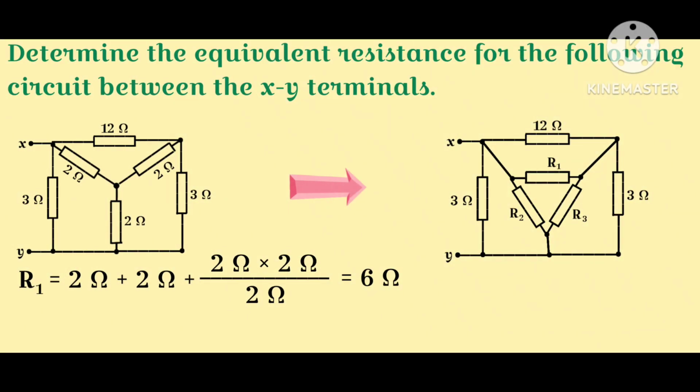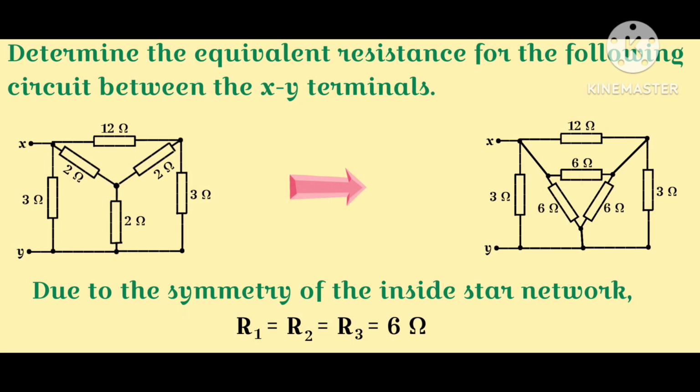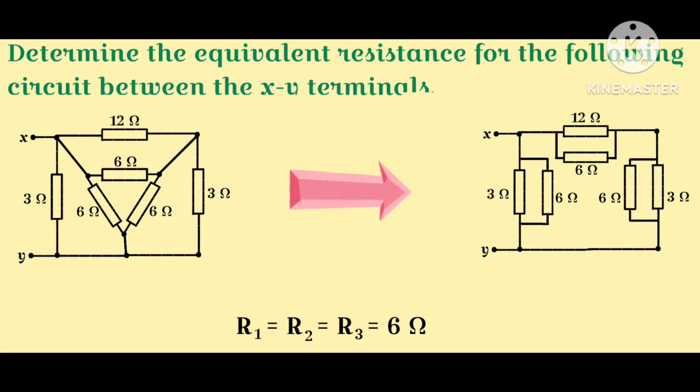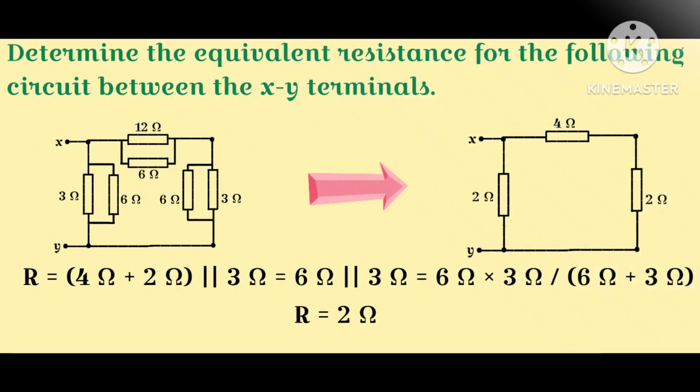Let's now find the resistances of the resistors of the corresponding delta connection. Let's give a simplified look to the converted circuit. Further simplification helps us find the equivalent resistance between the XY terminals of the original circuit in the following way.